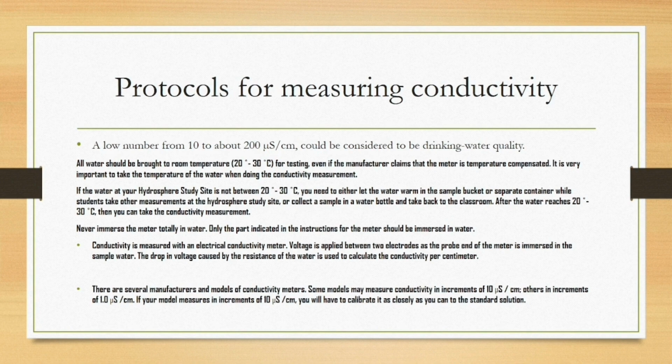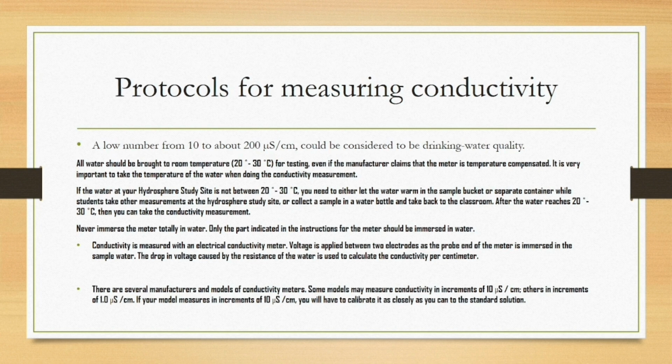Okay, now what are the protocols? How are you going to measure conductivity? We all know that drinking water, distilled water, and deionized water have lower conductivity as compared to ionic water or seawater. First, you have to make sure your water is at room temperature. You have to bring it down if it is lower or higher, and also make sure that your probe is not totally immersed in the water, so only part is dipped, and the conductivity is measured with an electrical conductivity meter. The voltage is applied between two electrodes, and the drop in voltage is caused by the resistance of the water, which is used to calculate the conductivity per centimeter.